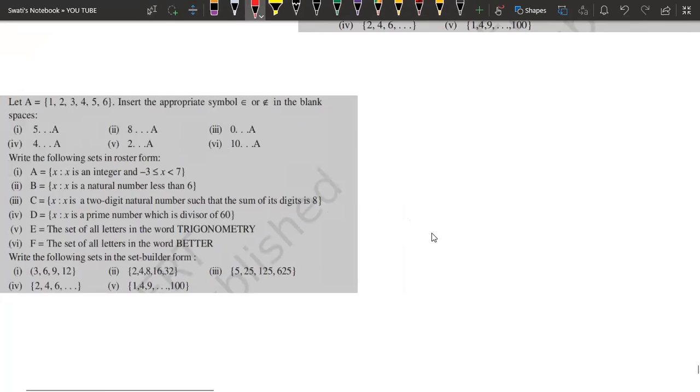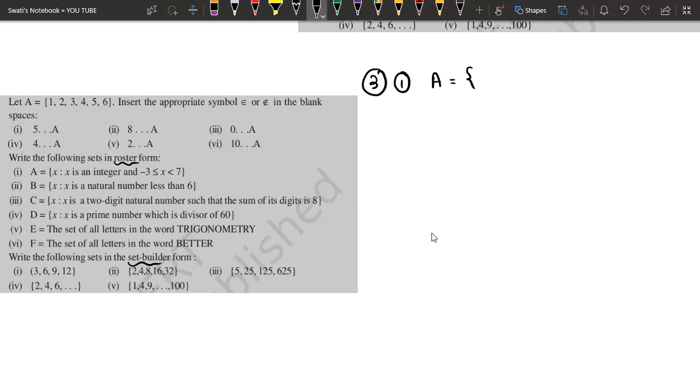Okay, let me tell you, we represent or write down sets in two forms. First is roster form, that you can see here, and second is set builder form. So there are two ways to write down sets: roster form and set builder form. First, let's do the third question, the first one. We have to write down the following set in the roster form. The first set is given: A equals x.